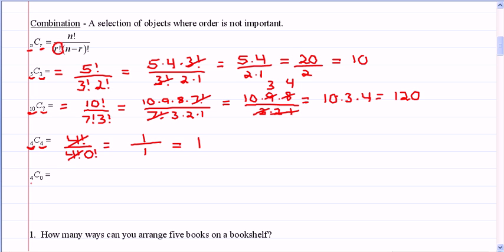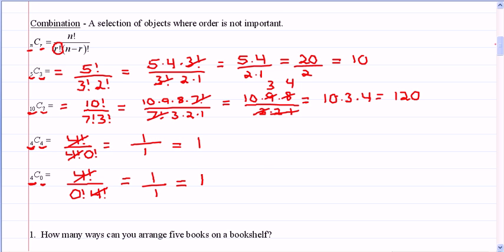For 4C0, we start with our n, which is 4, and we divide it by our r, which is 0, and then we subtract the two. 4 minus 0 is 4, and this is the same exact answer as the previous one. The 4's cancel, so we're left with a 1 in the numerator. 0 factorial is 1, so our answer is 1.